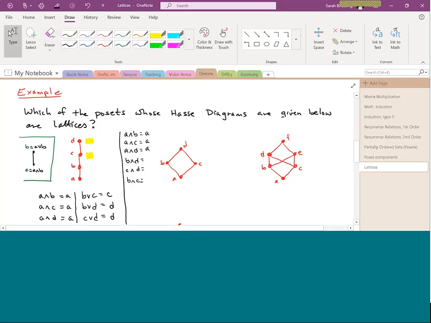Now the next two, B and D and C and D, when you look at how they're oriented in the actual poset, or in the Hasse diagram, notice they again look like a little chain. So we know that from little chains, you always take the bottom one for your meet. So the bottom two would be respectively B and C.